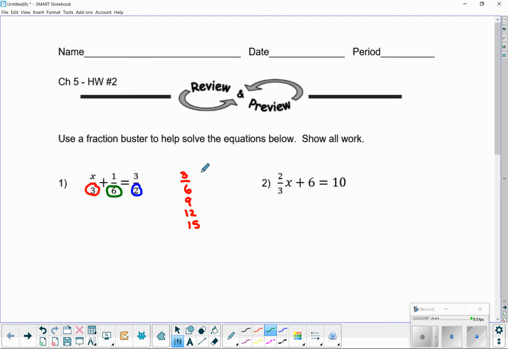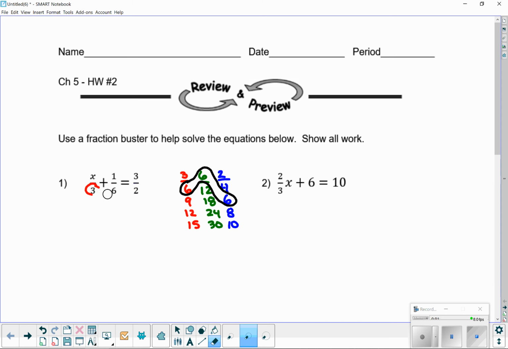Multiples of 6, so I start with 6. So 6 plus 6 is 12, plus 6 is 18, plus 6 is 24, plus 6 is 30. And the multiples of 2 are 2 and then 4, 6, 8, 10, and it keeps going. And you notice that from all of these, they all share the number 6. Okay, so the multiple of 6 is going to be the least common multiple. All right, so we're going to go ahead and multiply both the left side and the right hand side by 6.